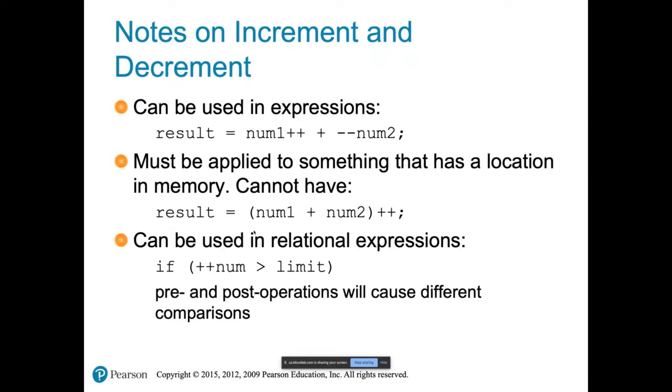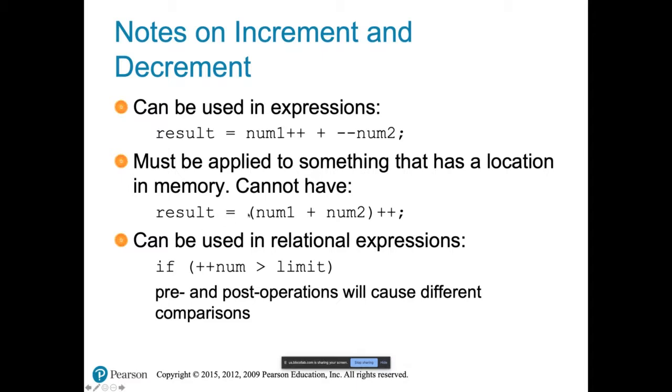They can be used in complex expressions, but be careful of the result. Like result = num++ + --num2. In this case, the current value of num is used and added to the pre-decrement of num2. So it all matters on what you want to do, and make sure you understand it. If it's post, evaluate first, then increment. If it's a pre, do the increment or decrement, and then evaluate the line.